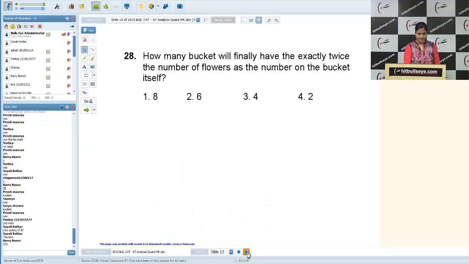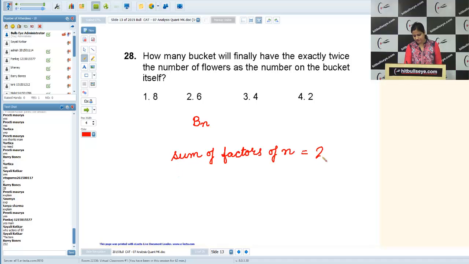Now coming to 28: how many buckets will finally have exactly twice the number of flowers as the number on the bucket itself? So if we have, say, bucket number n, what is the question asked? It says the sum of factors of n will be equal to twice n. You got that, Barry? That was your problem. The sum of all the factors of n should be equal to twice n. So what is the meaning of this question? Do we have any particular kind of numbers which satisfy this property? Yes, they are known as perfect numbers.